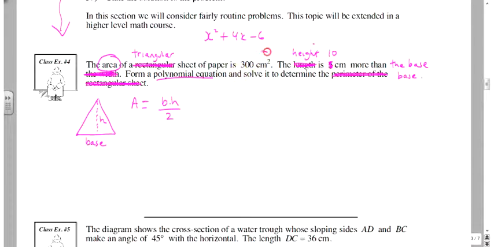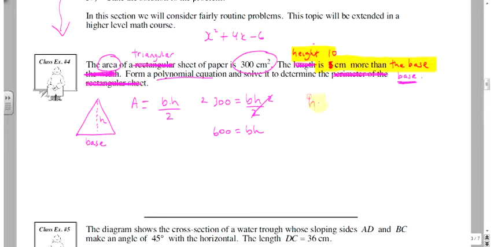So what do I know? I know the area is 300. Let's substitute that in there. 300 is base times height over 2. Okay? I can simplify this a bit. Let's get rid of the 2. Multiply both sides. 600 is base times height. To get the base, if I knew what the height was, I'd be done. I don't know what the height was, but the height is 10 centimeters more than the base.